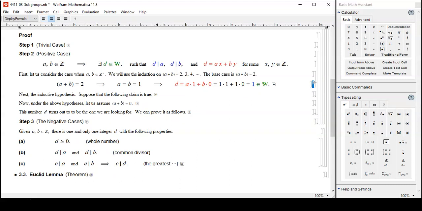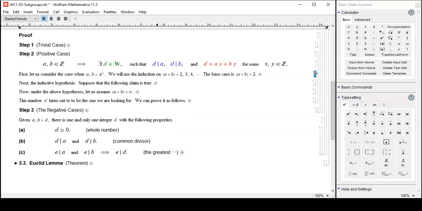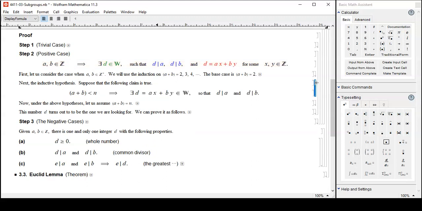And from the construction, we had red and green as well. So the base case is done. Now let's go to the inductive hypothesis. Suppose that this conclusion is true when a plus b is less than n. And then we are going to prove it for a plus b equal to n.